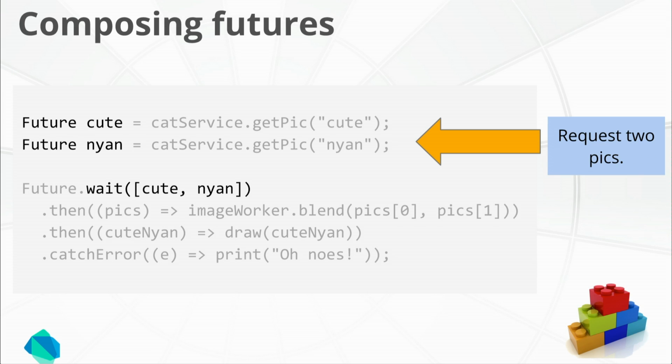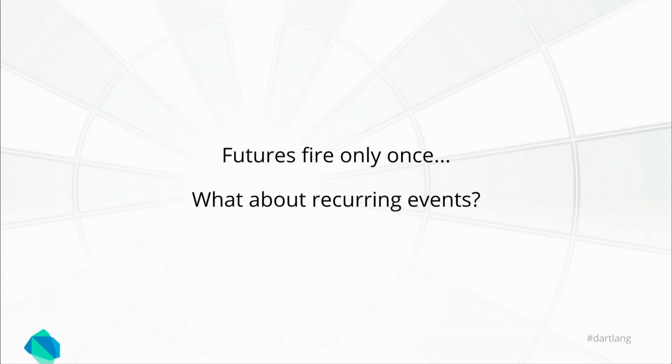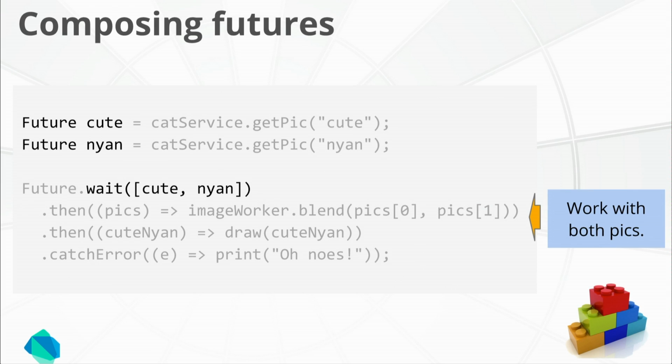Here we're getting two pictures, and we want to blend them, and we still have an error handler down at the bottom. So we work with both pictures. I'll go back. And notice that the error handler will work on the futures that are happening in parallel and every subsequent operation.